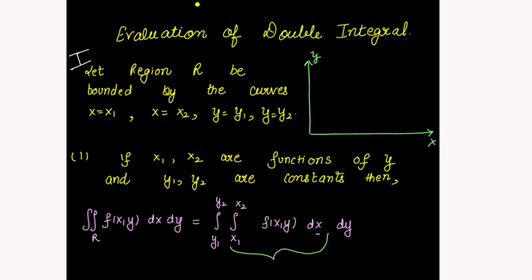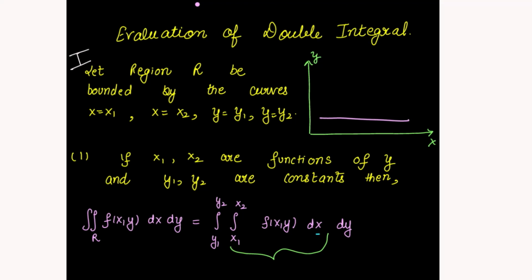Now the evaluation of the double integral. Here I'm going to define 3 methods, right? And if you understand these 3 methods, it will be very easy for you to calculate any kind of double integral. So the first method is, let region R be the region bounded by the curves x equal to x1, x equal to x2, y equal to y1, y equal to y2. First, if x1 and x2 are functions of y and y1, y2 are constants.